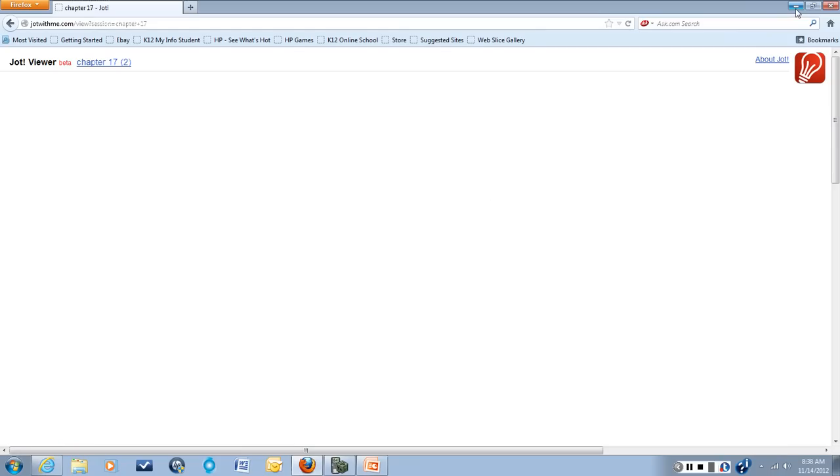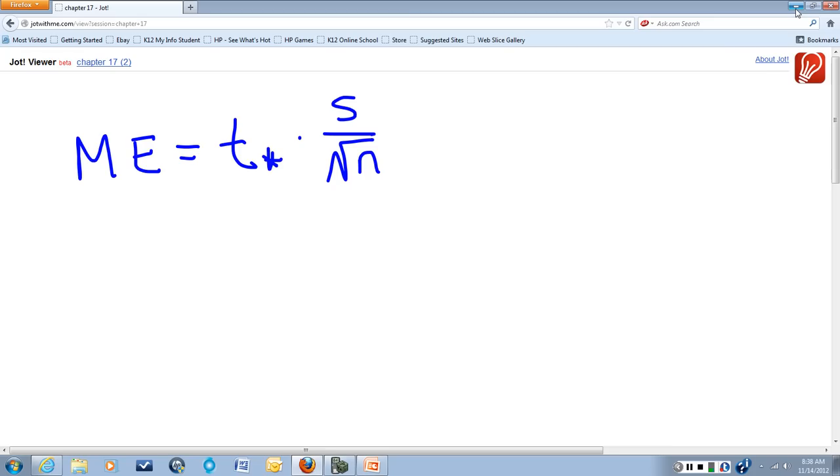So the formula for margin of error, ME, equals t star, the t critical value, times s over the square root of n, which is our standard error. We will do these calculations on our calculator.